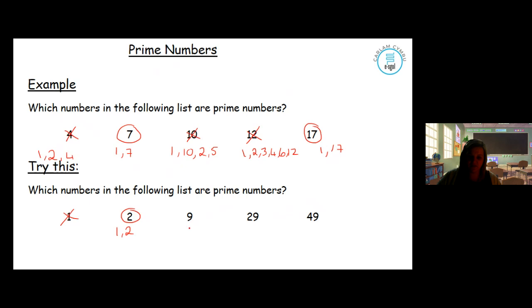The next one is 9. Well, 1 goes into it, 9 goes into it, but also 3 goes into 9 as well. So that one is not prime. For 29, 1 goes into it, 29 goes into it, but there are no other numbers that divide exactly into 29, so that one is a prime number. And the last one here: 1 goes into it, 49 goes into it, but it is also a square number, which means 7 goes into it. So 7 squared. As soon as I can see another value that goes into it, other than 1 and itself, it's not prime. The answers you should have had there were 2 and 29.